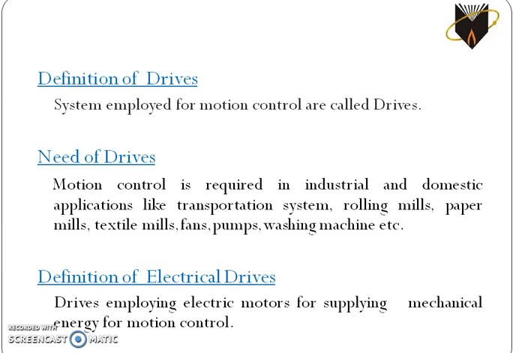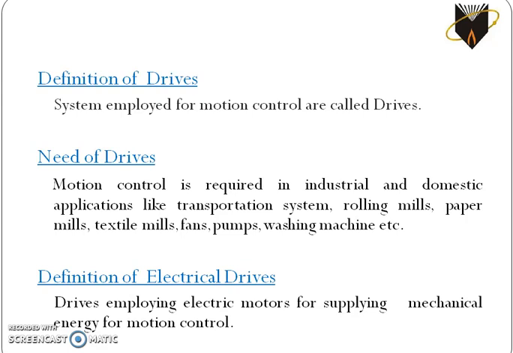To control the motion, to control the speed of the system. Speed control is the main part in industry or in domestic applications. Speed control is the most important part, or generally speaking, motion control is the important part. So a system used for motion control is called drives.